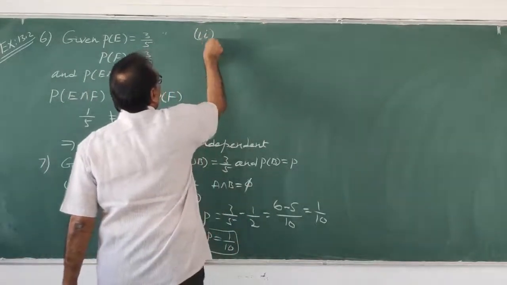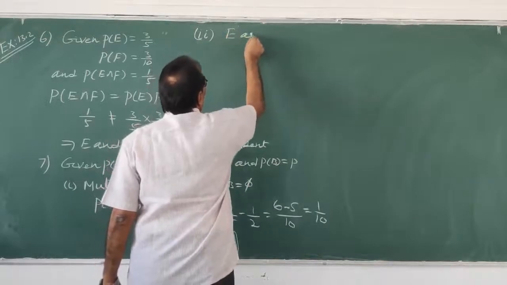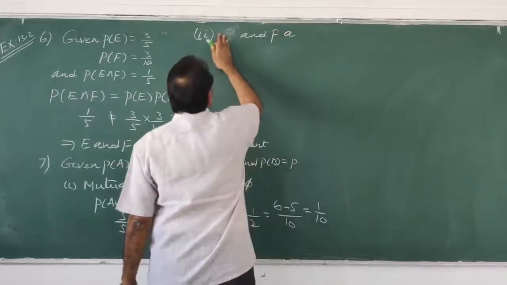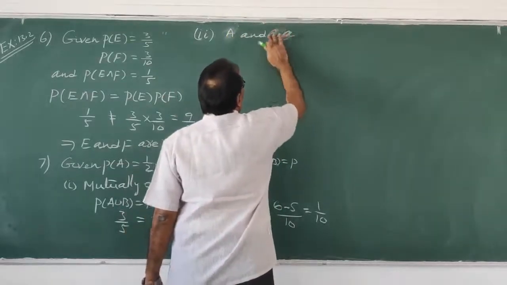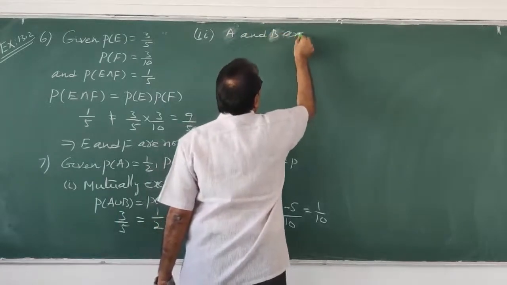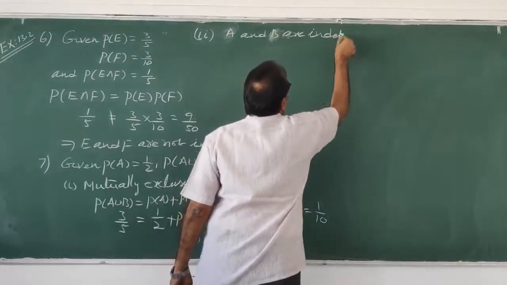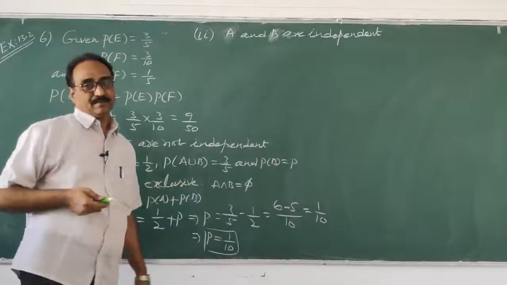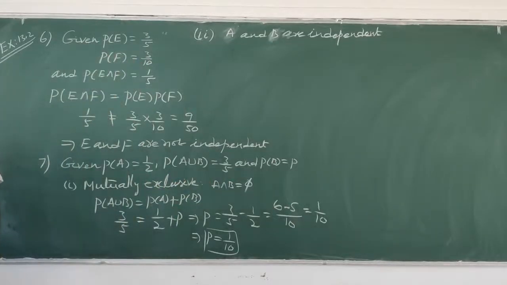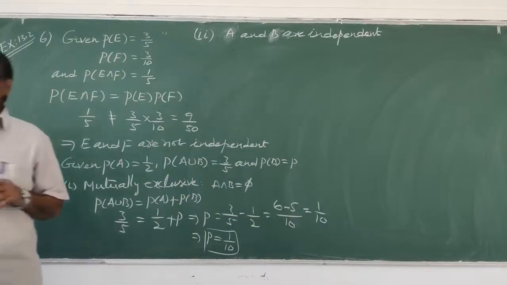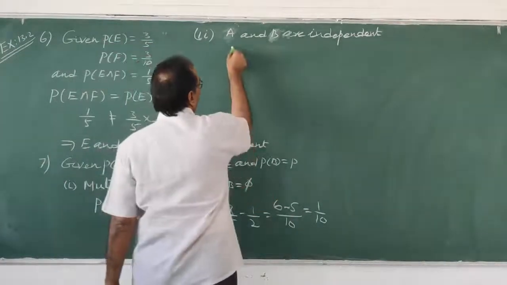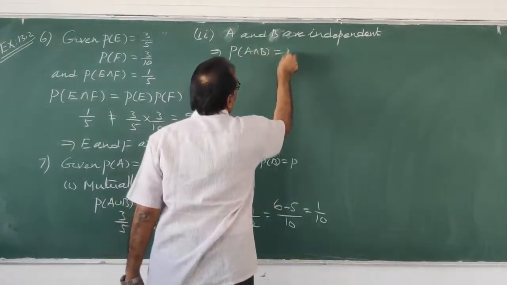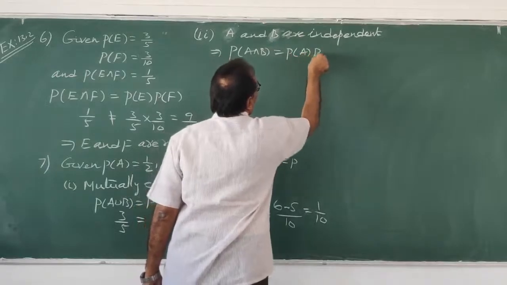Here is bit number 2. What is bit number 2? A and B are independent. If A and B are independent, what will happen? We have to see now. As we know, if A and B are independent, this implies P of A intersection B must be equal to P of A into P of B.